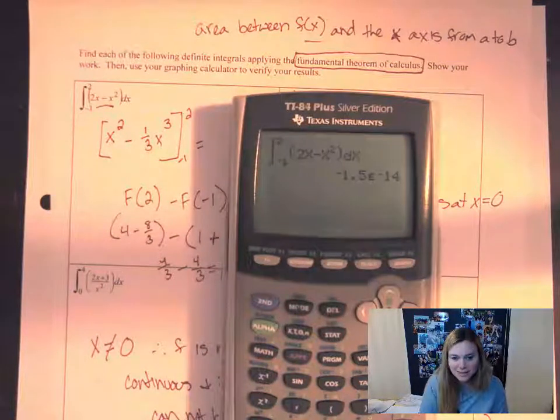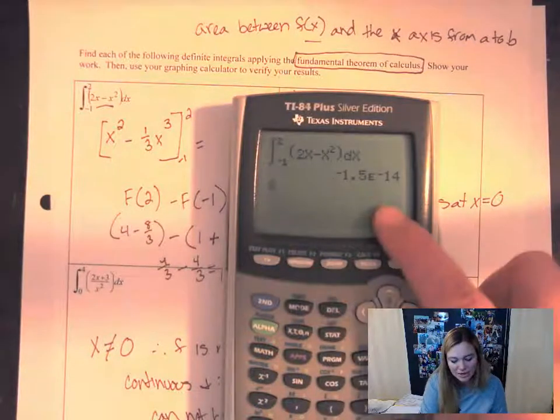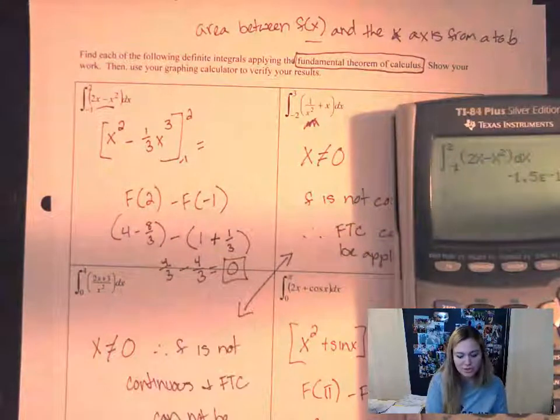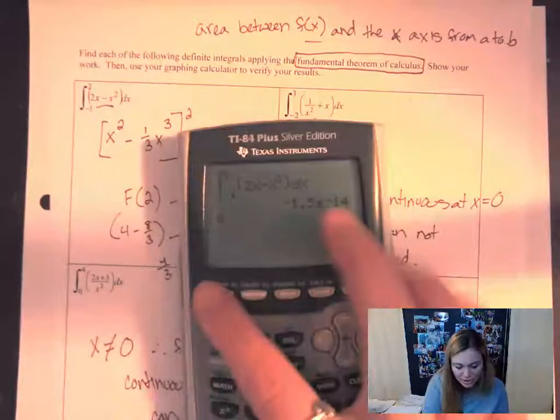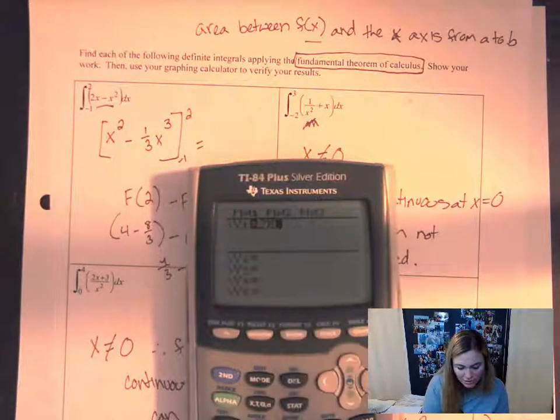This one, your calculator isn't super helpful. This is -1.5 times 10 to the -14th. What your calculator is doing is calculating the area under the curve, and it's super pixelated. So this number is as close as we can possibly get to 0. So this is a little bit nicer. If you were looking in Y1, or if you have an older calculator like a TI-83 or something, you would have to do it in here.